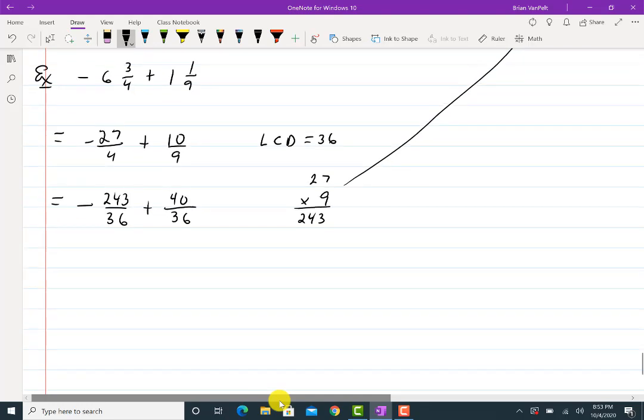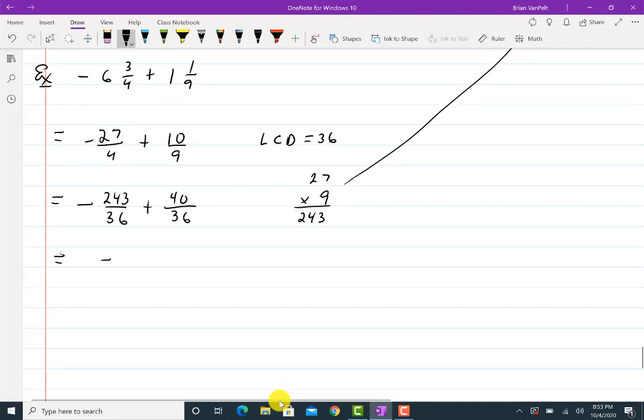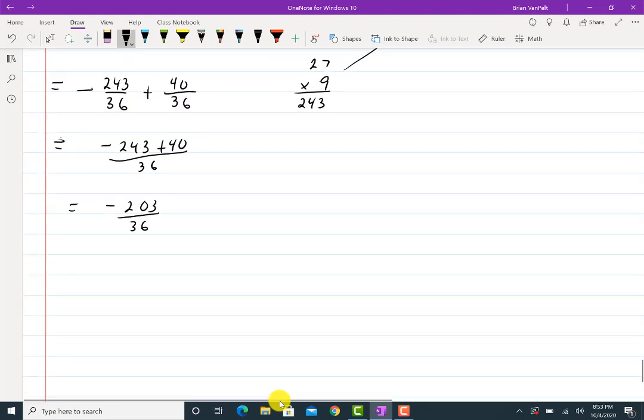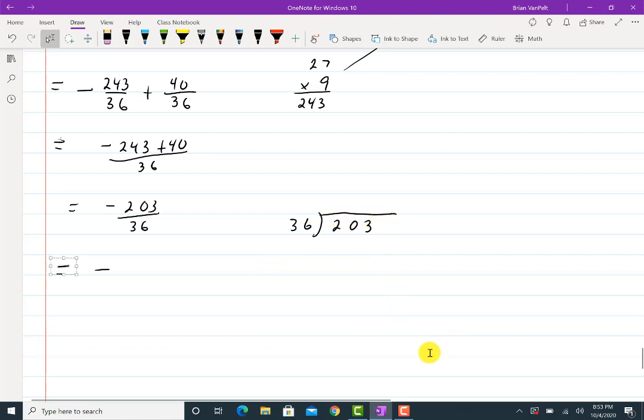Now, when you do this problem, I recommend that you attach the negative to the numerator, like so. Then I know it's negative 203 divided by 36, and then I'll do the long division. Once again, ignore the negative while you do this, but put it down because don't forget it's there. So 36 goes into 203. Once again, 36 does not go into 2, it doesn't go into 20, it only goes into 203. How many times? Well, I have to estimate.